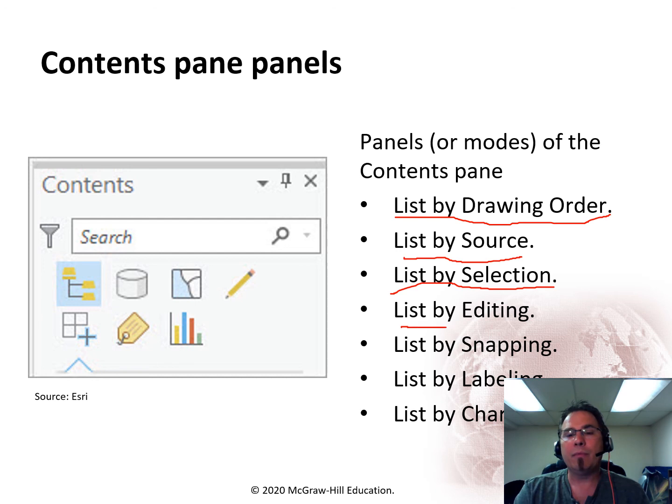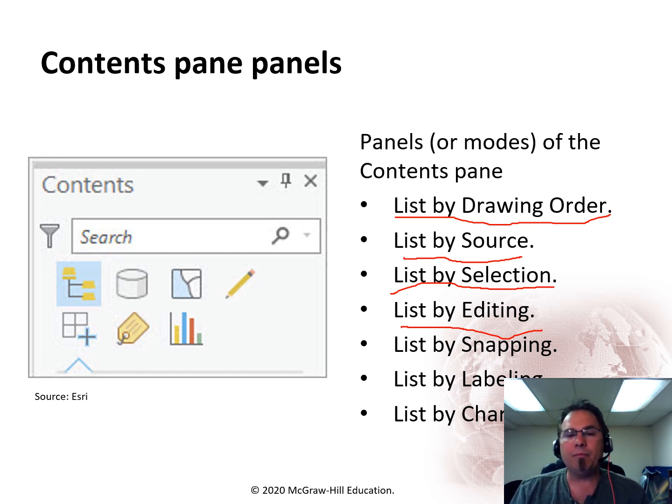List by editing. So I would assume that is telling you, as if you're in an editing session, so you have to start an editing session to make changes to, let's say, points, lines, or polygons. It tells you which ones are being edited. List by snapping is going to be when you're snapping objects, that's where that logical consistency I mentioned before is to make sure that the vertices meet exactly, let's say, at an intersection, things like that.